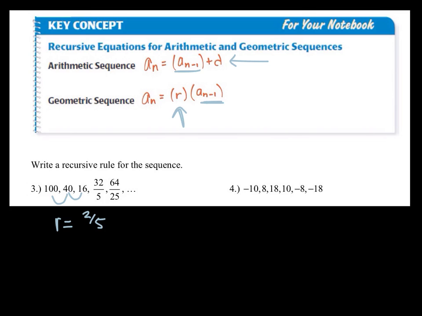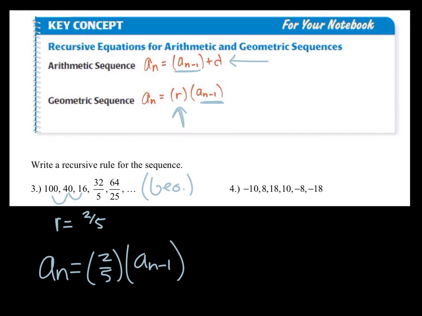Again, you guys can use decimals. I'm just going to use a fraction. So if I'm trying to write a sequence, if I now know that this is geometric, there's not much thinking to do here. I just know that my term will be 2/5 times whatever that term before it was, and that's it. So if it's geometric or arithmetic, it's not bad.